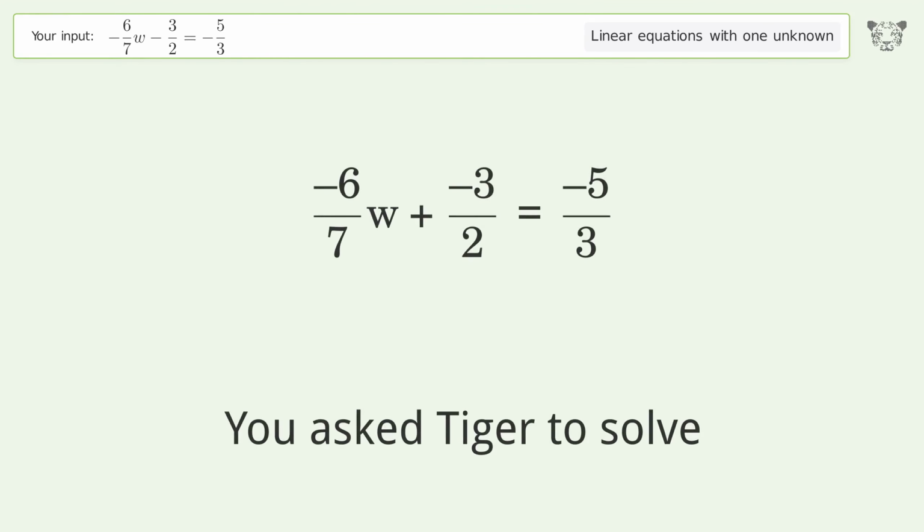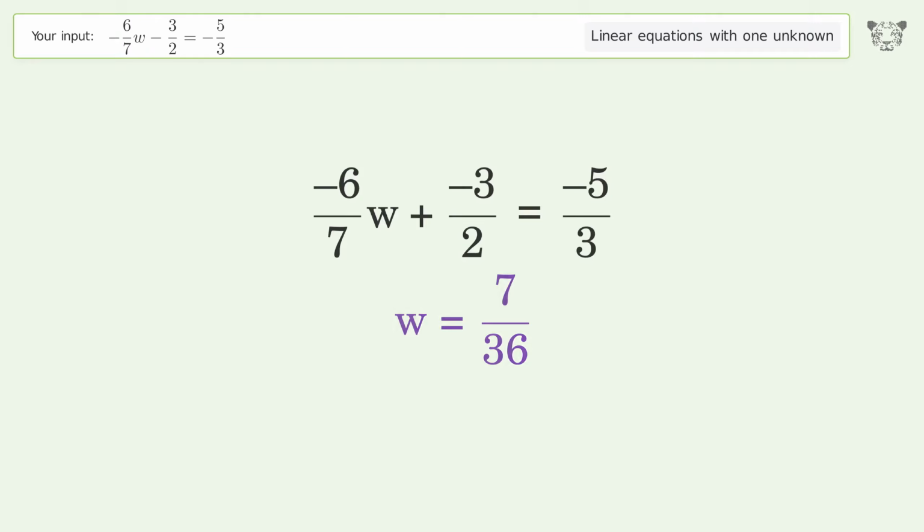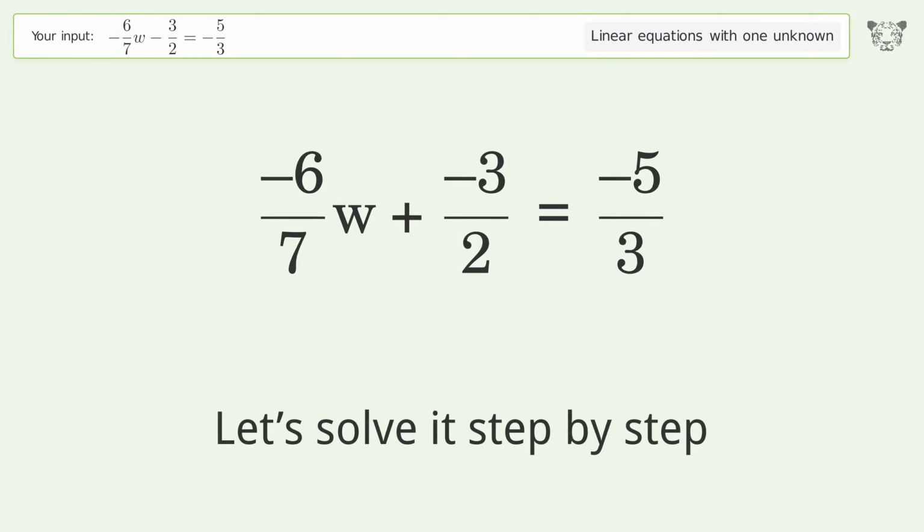You ask Tiger to solve. This deals with linear equations with one unknown. The final result is w equals 7/36. Let's solve it step by step.